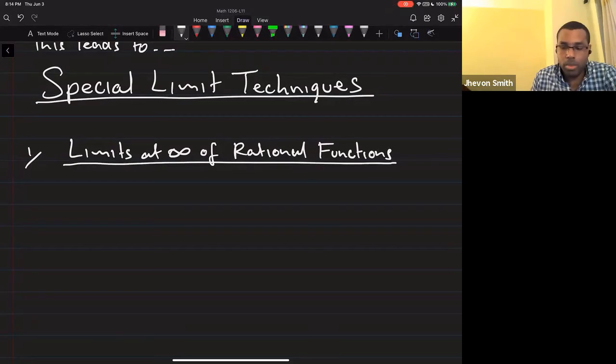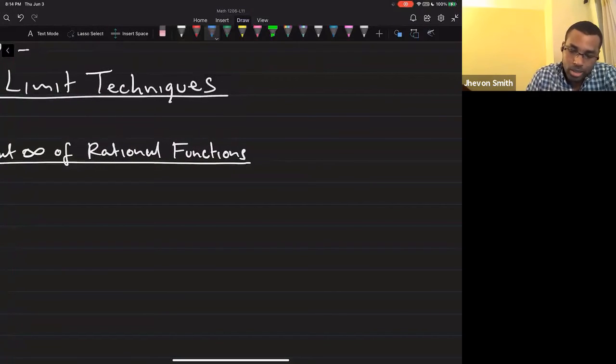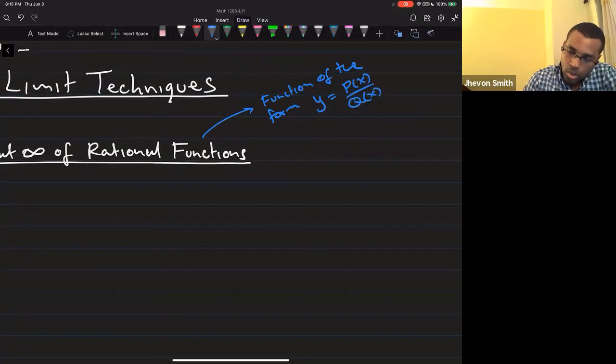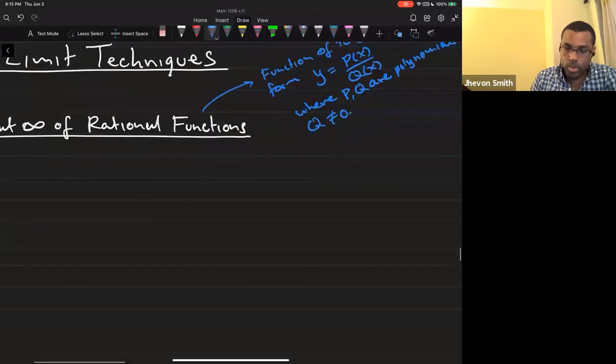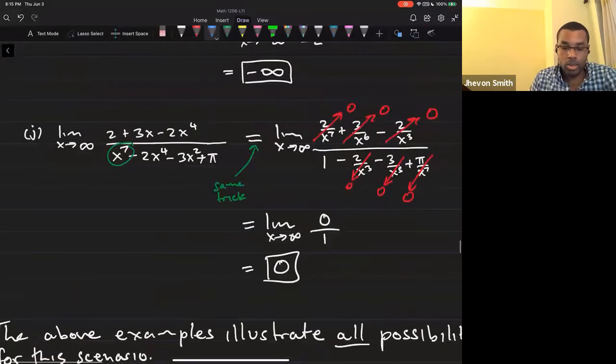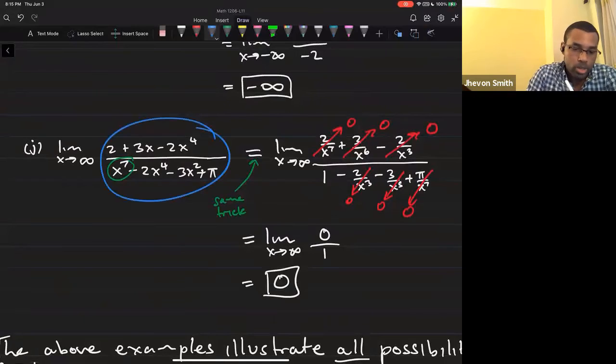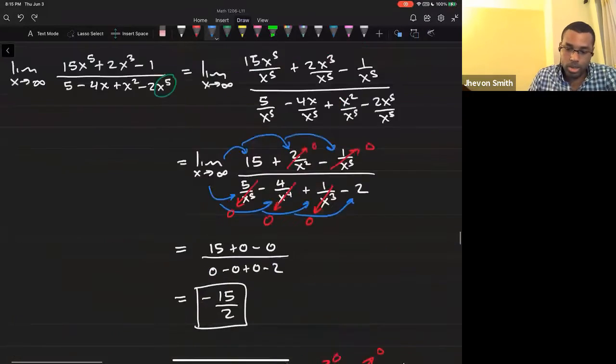And recall what a rational function means. Rational function means a function of the form y equals p of x divided by q of x, where p, q are polynomials, q not equal to 0. Yeah, so that's a rational function, which is what we had here. You'll notice that these guys were ratios of polynomials.